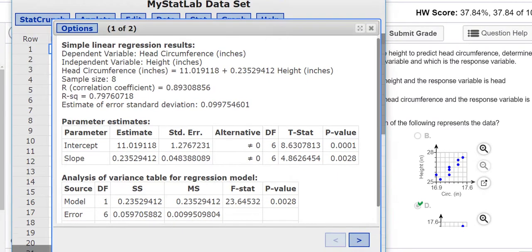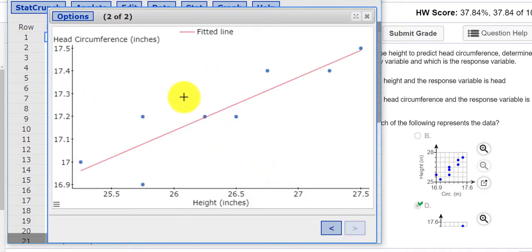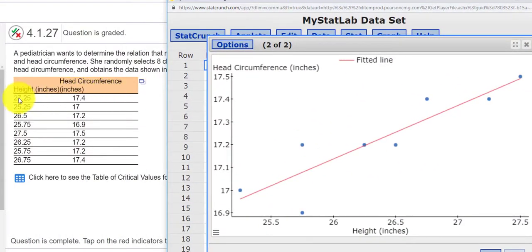Okay, so if you look toward the bottom, you have an arrow. I can click it once, and here's my scatter plot. So notice I have my height on the horizontal axis and my head circumference on the vertical axis. And it looks like the units go from 16.9 to 17 for head and 25 to 27 for height. And that kind of makes sense, right? Height was 25 and change to 27. So you look at my label down here, 25 to 27. And my head went from 16.9 all the way up to 17.5.